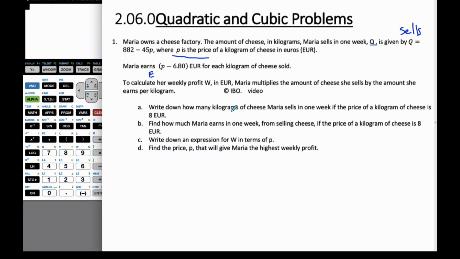So write down the amount, how many kilograms Maria will sell in 1 week. The price of cheese is 8 euros. So I want to know the amount, how many cheese she sells. So that is what Q is. So I'm looking for Q.